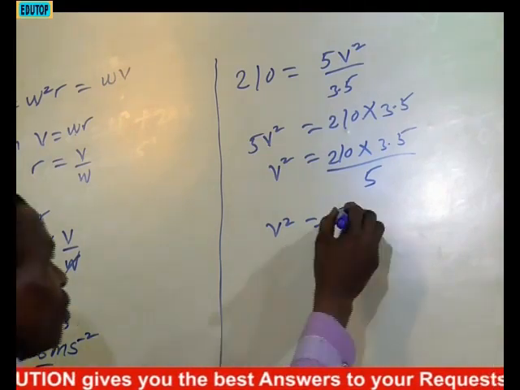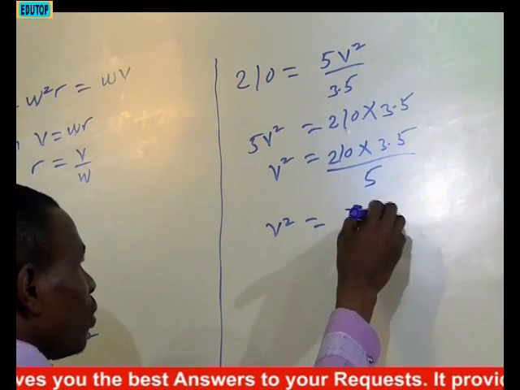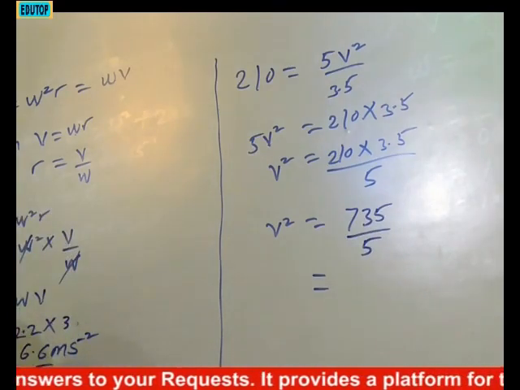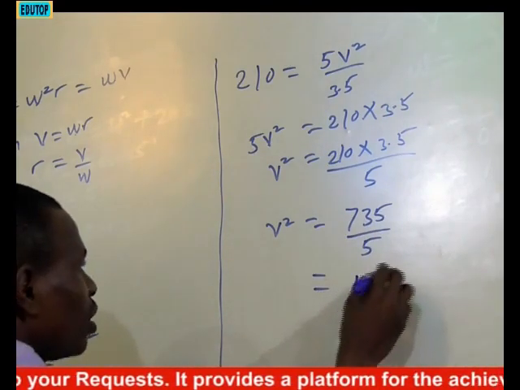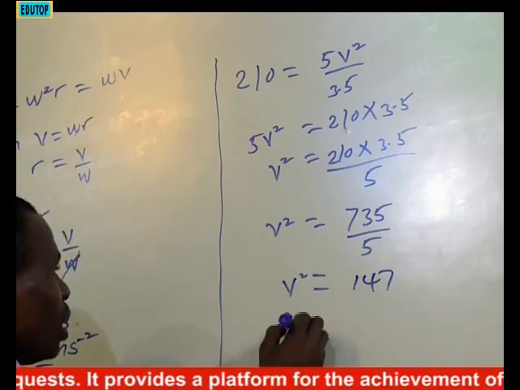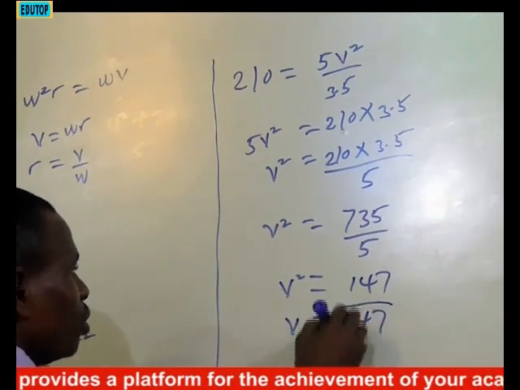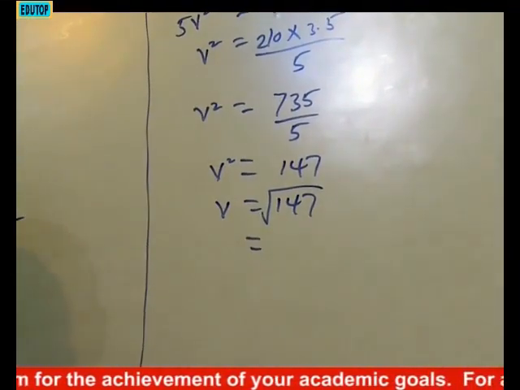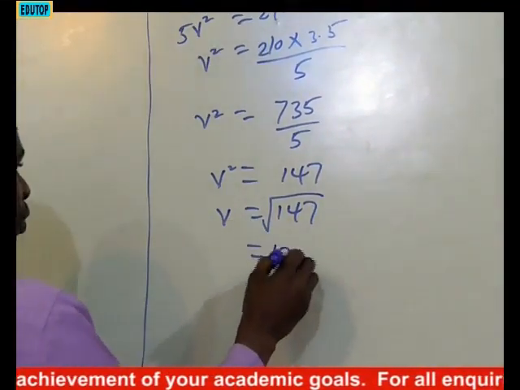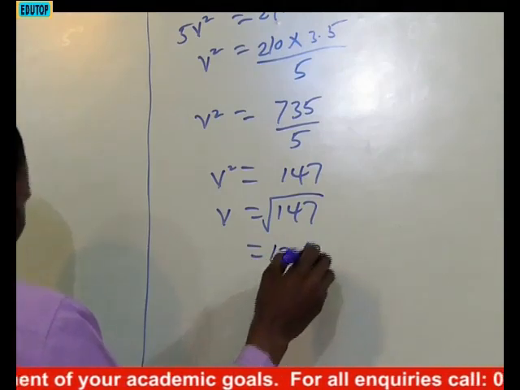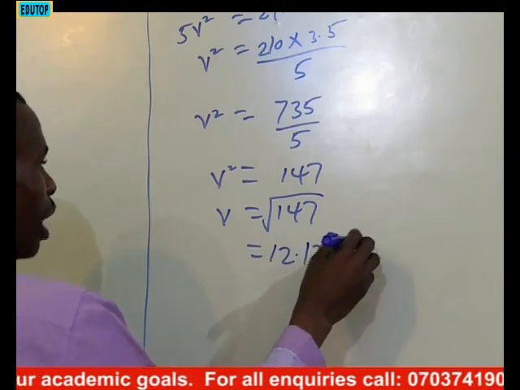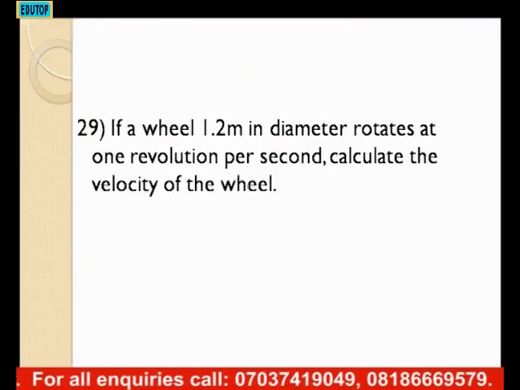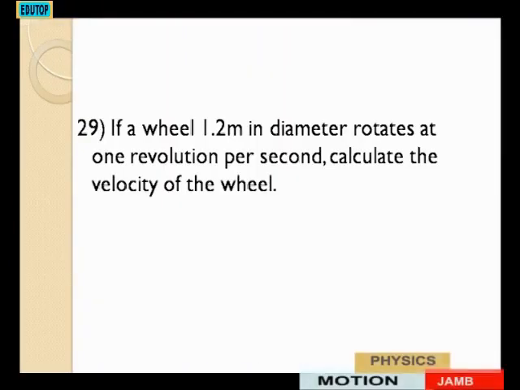Altogether, we are having 735 divided by 5. So divided by 5 now, we are having 147, which is v squared. So that our v will be equal to the square root of 147. And if you try to get the square root of 147, it gives us 12.12 meter per second.